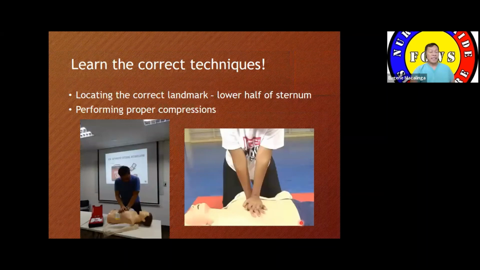Okay, so let's go to the correct technique. Locating the correct landmark is one of the first things that you have to do. Locate the lower half of the sternum or your breastbone. Again, during the practice session and the demonstration, our staff will demonstrate for you, and after the demonstration, you have to do your return demo. It's very important that you do a proper compression. Elbows straight, so you have the pressure coming from your shoulder as you compress the chest of the victim or the patient.